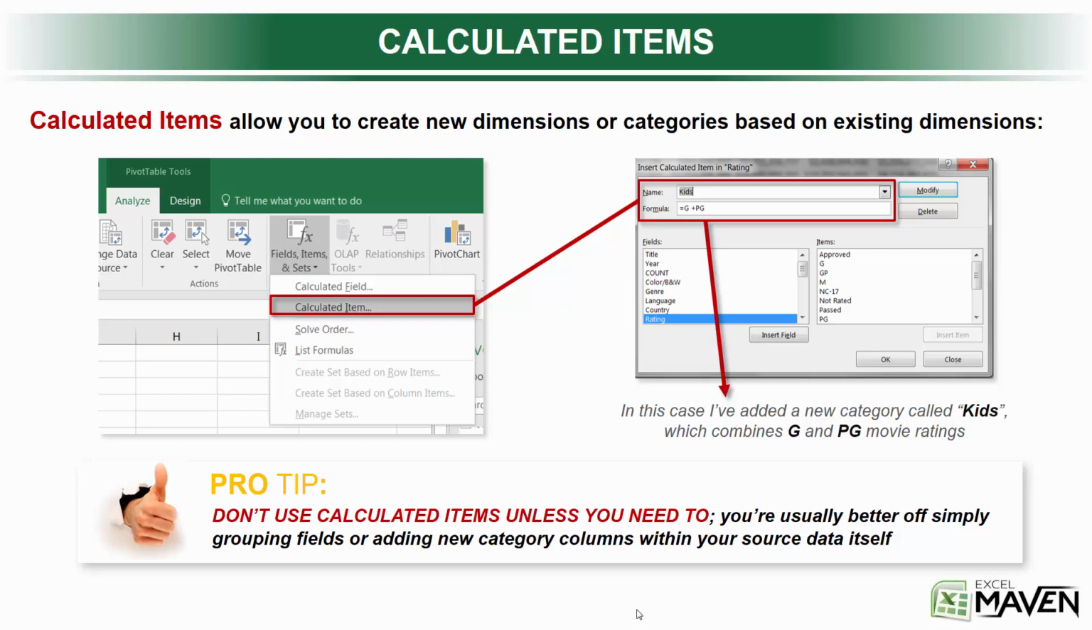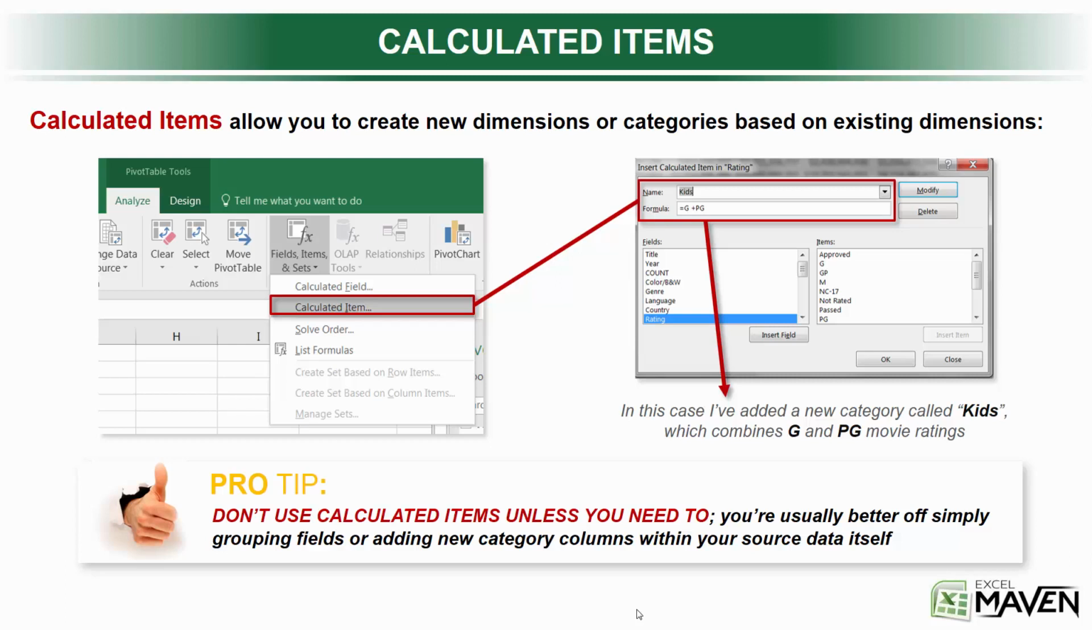So in a nutshell, calculated items allow you to create new dimensions or categories using formulas built on existing dimensions or categories. So for instance, if you have movie ratings like G, PG, PG-13, and R, and you want to create a new category called Kids, which is equal to all of the G ratings combined with the PG rating data, you can do that using calculated items.